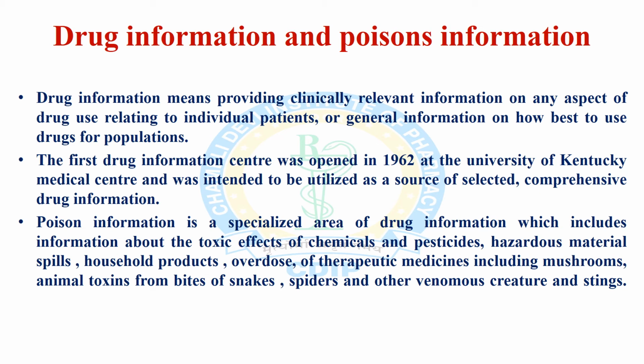Poison information is a specialized area of drug information which includes information about the toxic effects of chemicals and pesticides, hazardous materials, household products, overdose of therapeutic medicines, including mushrooms, and animal toxins from bites or snakes, spiders and other venomous creatures and stings.